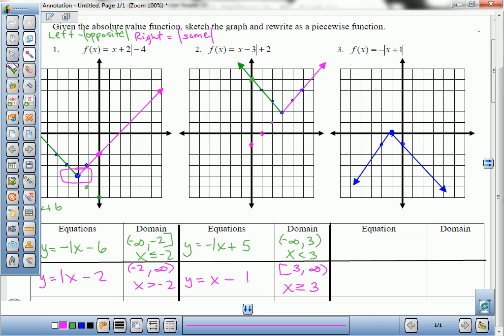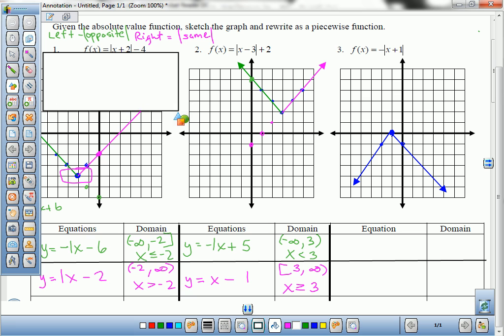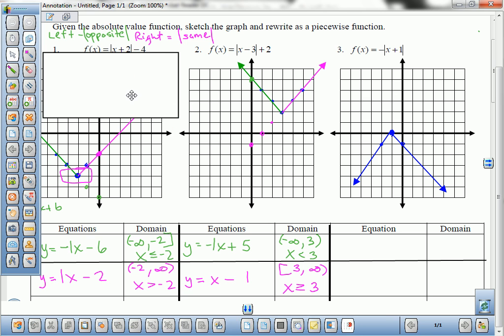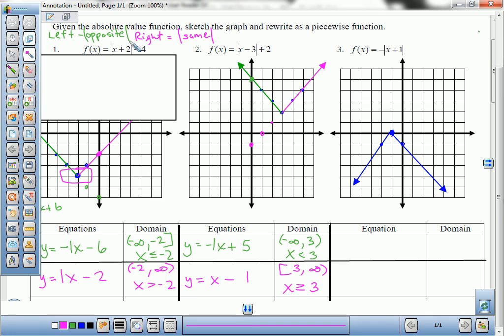Even if I didn't have the graph, I could work this problem. I'm going to cover up part of my graph and give me a little writing space here. Okay, so for the left side, we could do the opposite of everything that's in the absolute value. So for the left side, that would become a -x and a -2. Is that the opposite of everything?